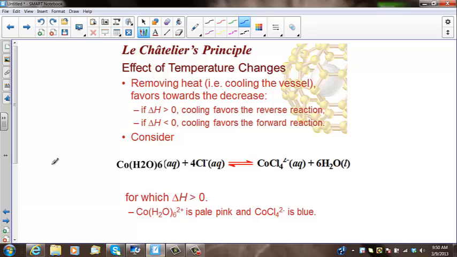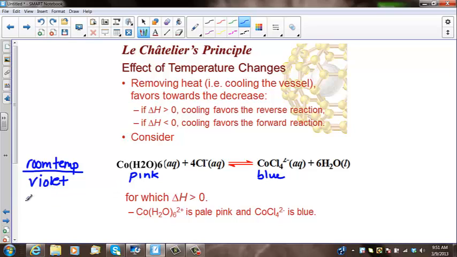So let's look at this example. This is kind of similar to the lab that we just did on Thursday. First of all, Co(H2O)6 liquid by itself is going to be a pink color, and the CoCl4 is blue. So if I have both of these in a test tube at room temperature, pink and blue make violet. So the two of these mixed in a test tube at room temperature are going to be violet.